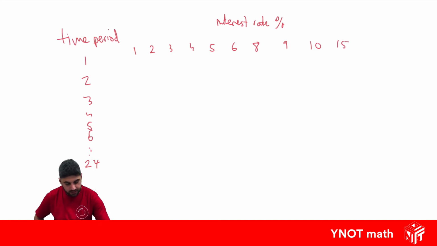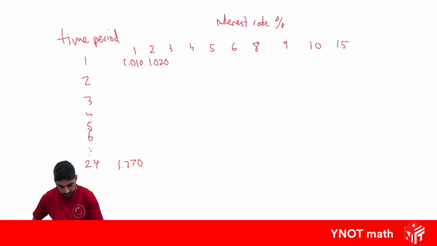And in here we're going to have a lot of values. We're going to have 1.010, 1.020, down here 1.270, all the way over here in 15 and 24 matchup, we're going to have 3.059. All right, but what do all these mean?